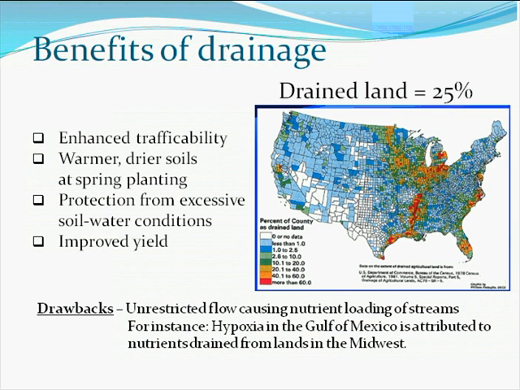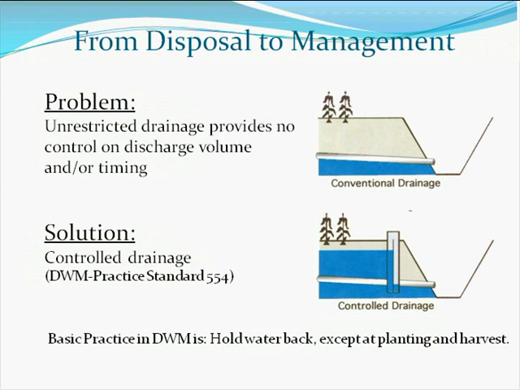But the drawbacks, I think the main drawback is this unrestricted flow. The unrestricted flow causes nutrient loading of streams, and as Pat mentioned, the hypoxia in the Gulf of Mexico is mostly attributed to lands way north in the upper Midwest. So this is quite concerning.